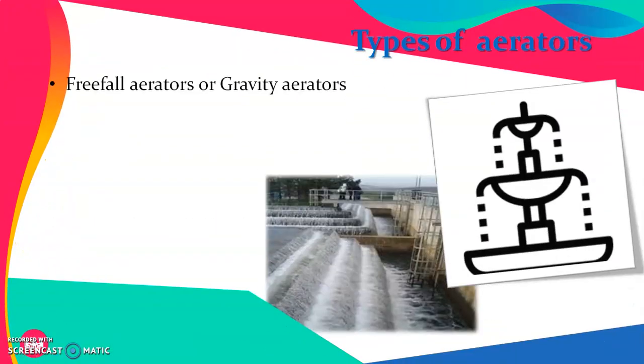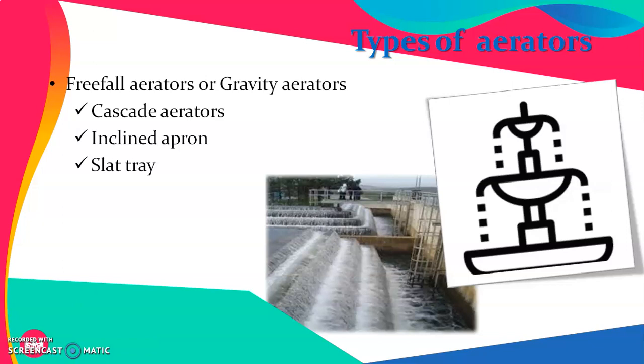So, the types of aerators. Aerators are divided under three basic heads. Out of that, first is the free fall aerator or gravity aerator. The gravity aerator is further subdivided into types like cascade aerator, inclined apron aerator, slat tray aerator and gravel bed aerator.